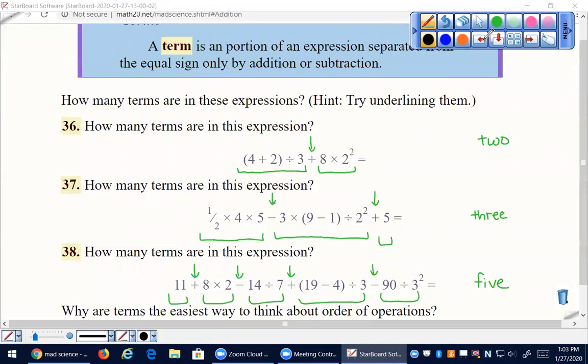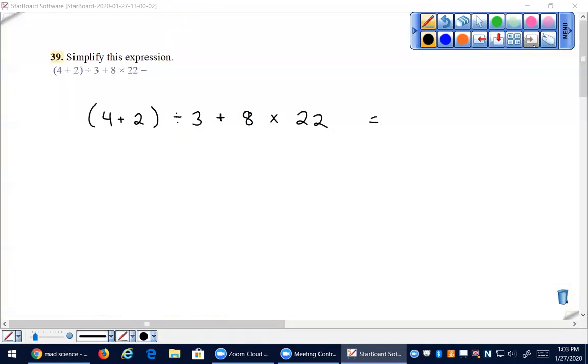Okay, so this was our first one. Oops, nope, that's supposed to be a 2 squared. Good thing I checked. And we were saying that it had 2 terms. So each of my terms is totally separate. I can ignore the 8 times 2 squared for now. I just have 4 plus 2 divided by 3.